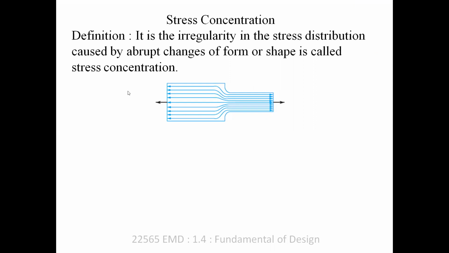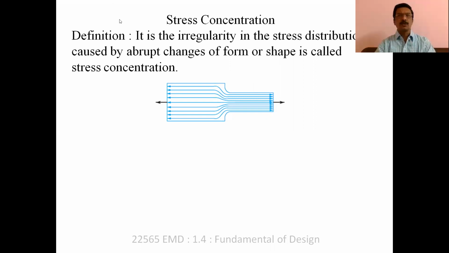irregularities in the stress distribution caused by abrupt or uneven changes of form or shape. In any body, if there is an irregularity in stress distribution caused by an abrupt or uneven change in the form, it is called stress concentration. You can observe the stress concentration.